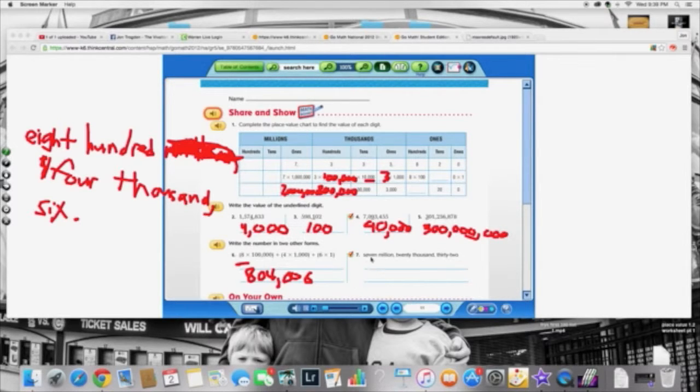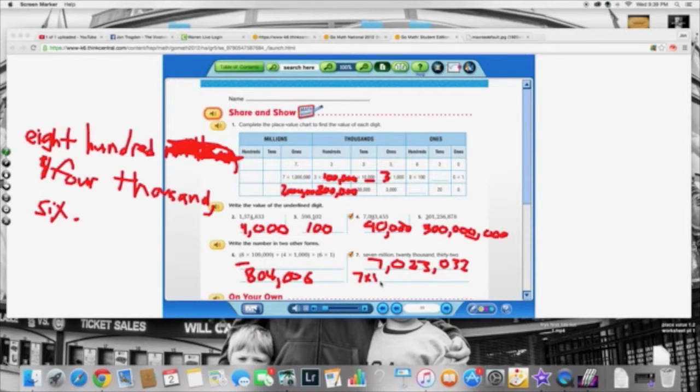Over here, thank goodness they've written it in word form already, so we don't have to do that. 7,020,032. 7 million. Now I got 23,000. There's no 100,000, so I need 23,000. No hundreds. 32. Then I got to put that in expanded form.